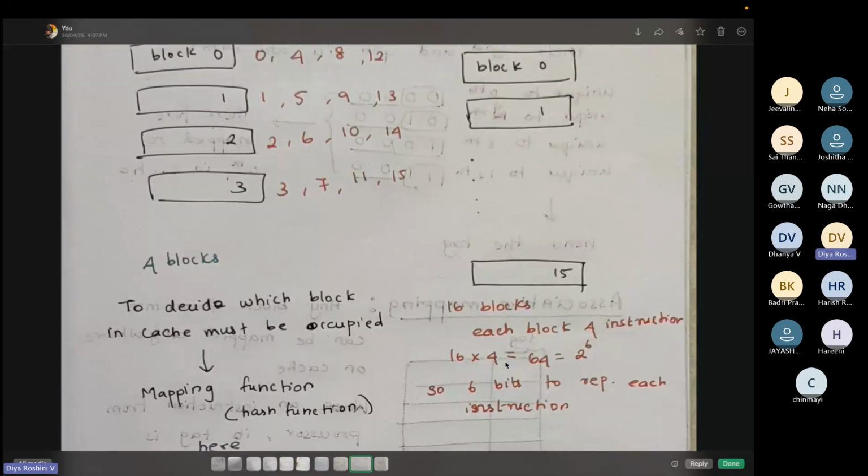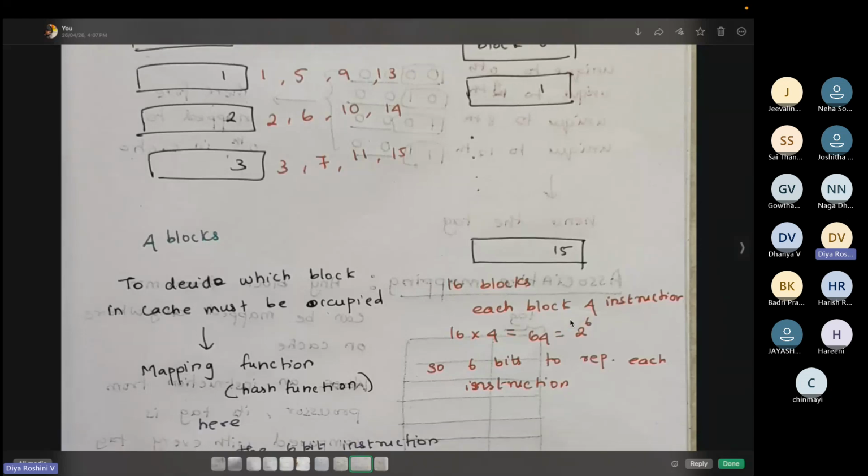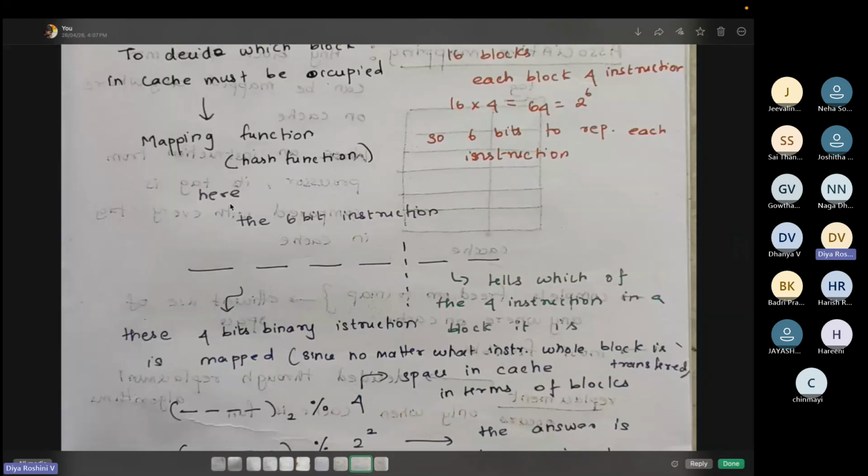Now we look at the given condition of how many instructions we have in one block. As I told, we are only going to map as blocks, not as one instruction. So we look at how many instructions are there in one block. We have 4 instructions. We do not really care which instruction it is of the block, because the block is going to be transferred no matter what. So here we have 4 instructions, 2 power 6 by 4, which is 2 power 6 by 2 power 2, which will result in 2 power 4. That's why we have the 4 bits here.